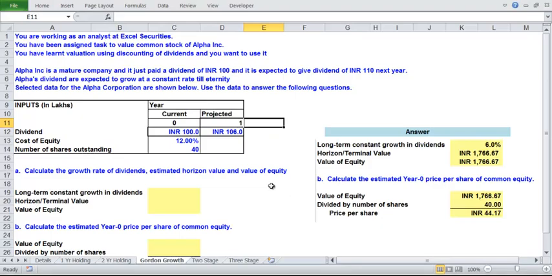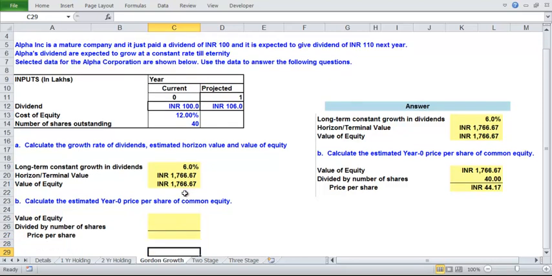So with that, the long-term constant growth rate in the dividend we can compute, which is 106, the next dividend, divided by the current dividend, minus 1. So 6% is the growth rate of the dividend. And what is the horizon value? Horizon value is equal to D0 into (1 plus g), or D1 also, divided by Ke, which is cost of equity, minus g. So 1767, that is the value of the equity also. That is the terminal value of the equity.